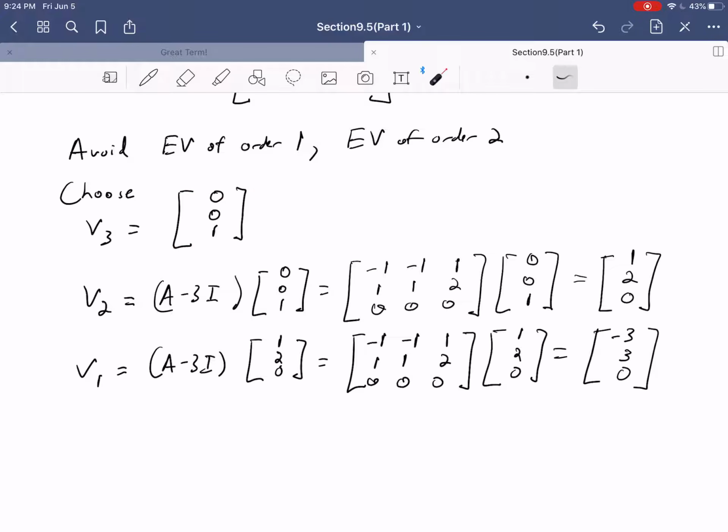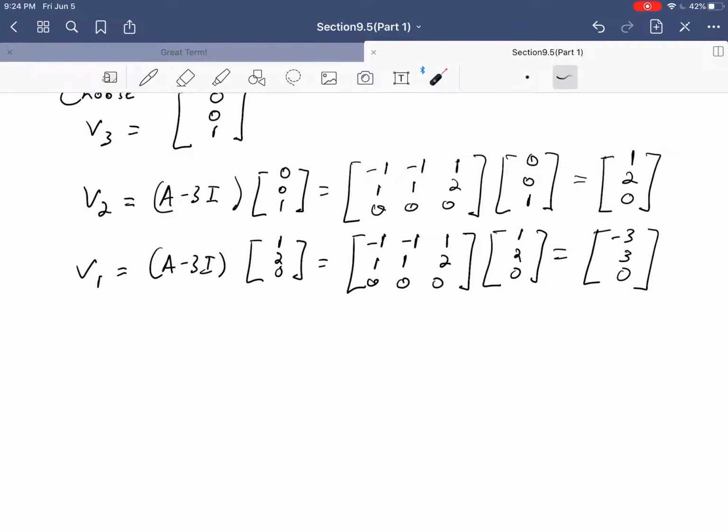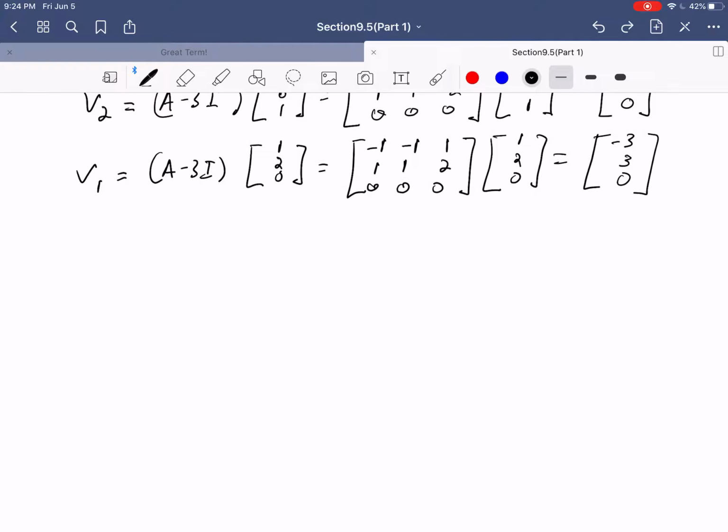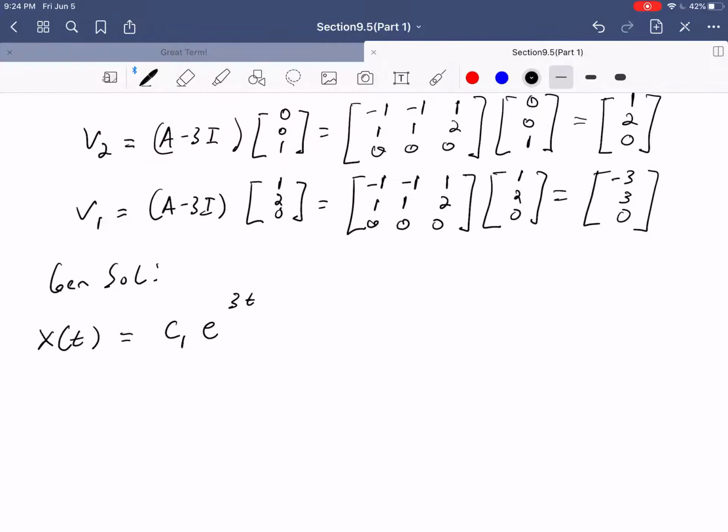Would we get a different chain if we chose a different V3? Absolutely. But it would still be an equivalent answer, right? So you can choose anything here as long as you don't choose something of the order 1 or order 2, and then you have to get the resulting chain from that. So what does this tell us for our solution then? So this tells us that our general solution, which we can put right here, our general solution is going to be x of t is C1 e to the 3t, because our lambda was 3.